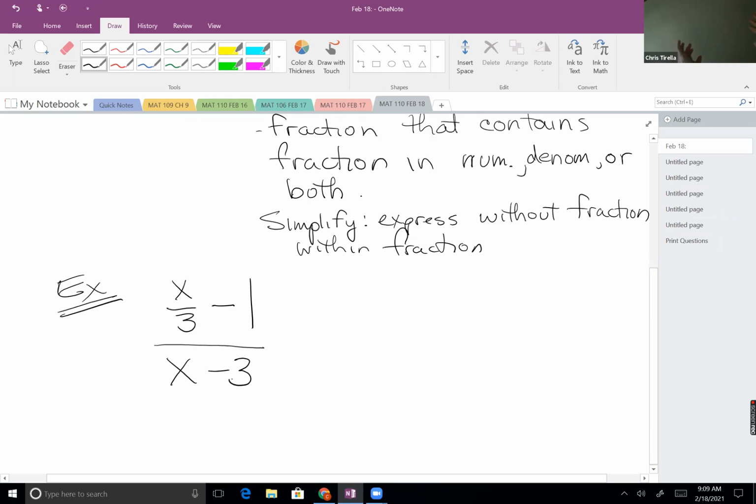The process was a couple of different ways of simplifying a complex fraction. One would be to do all the work in the numerator, then all the work in the denominator, and then treat the fraction as a division problem. But there's a much shorter way of clearing that fraction within the fraction, and so that's what we're going to look at. In order to do that, we're going to find the least common denominator of all the fractions within the fraction.